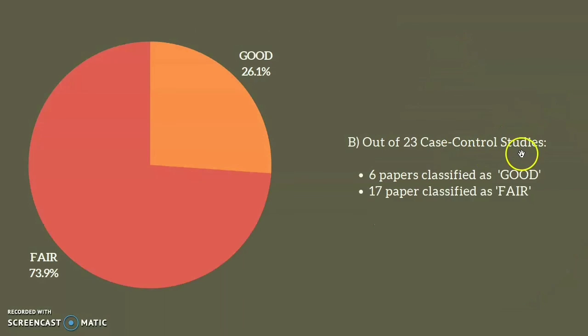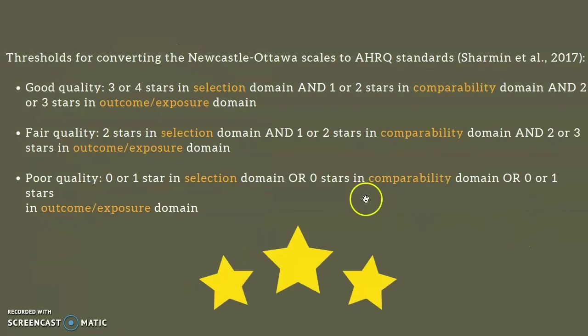And for case control studies, 6 papers classified as good account for 26.1%, and 17 papers classified as fair, that account for 73.9%. And the threshold for converting the amount of stars to the quality, either good, fair, and poor, is based on the articles by Sharmin et al.